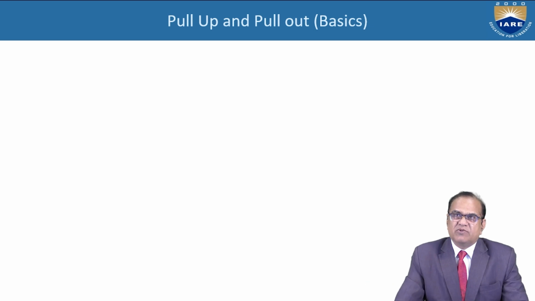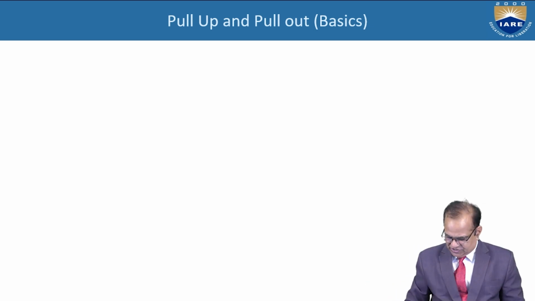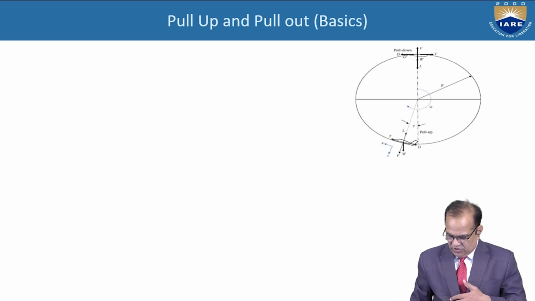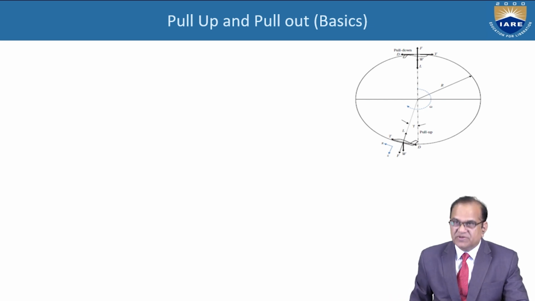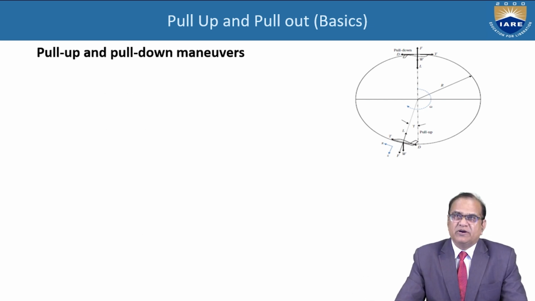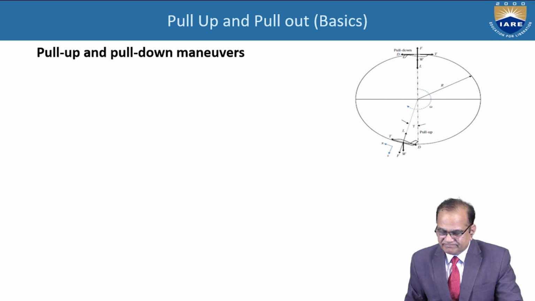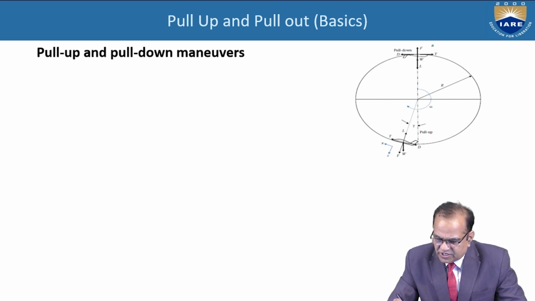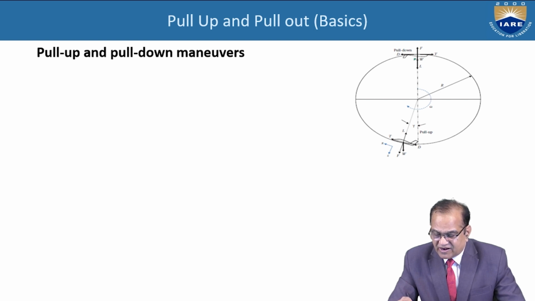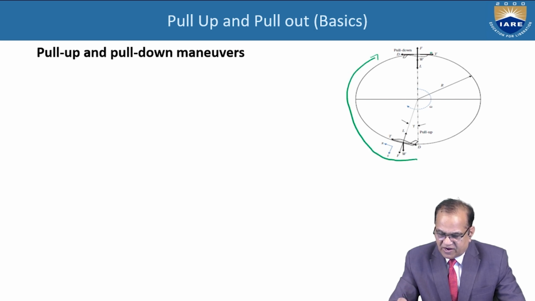So, now we will discuss pull-up and pull-out basics. Here we have a diagram. Pull-up and pull-down maneuvers we will be discussing. Here is the figure. From here, it is a pull-down. The aircraft is inverted here, and lift is in this direction. From here, it is pull-up. This is the pull-up, and from here, it is a pull-down.